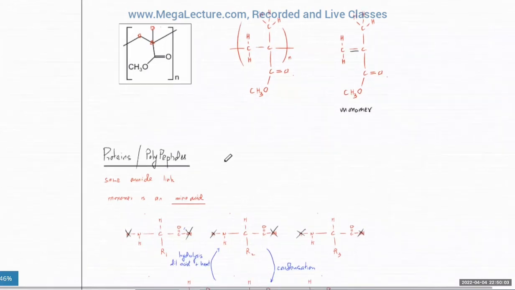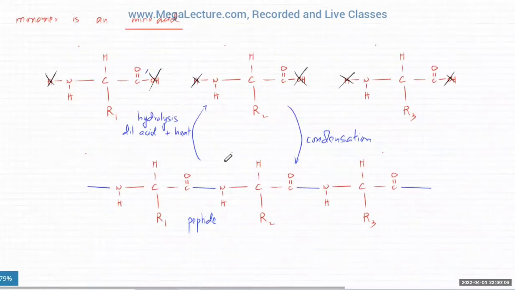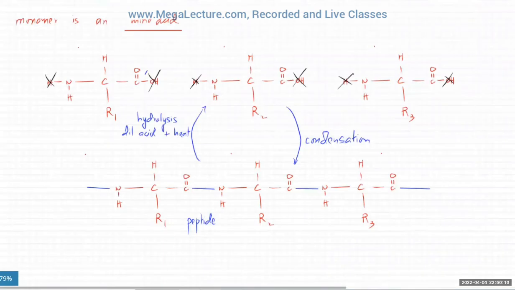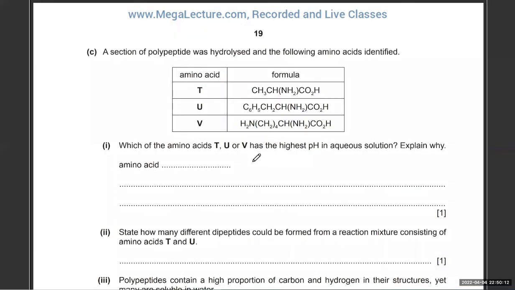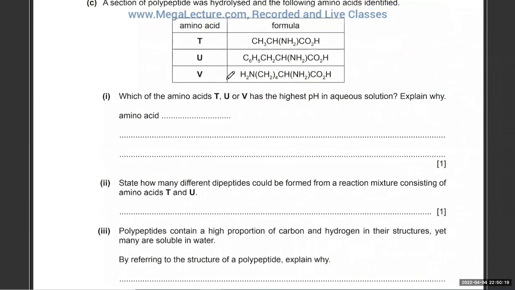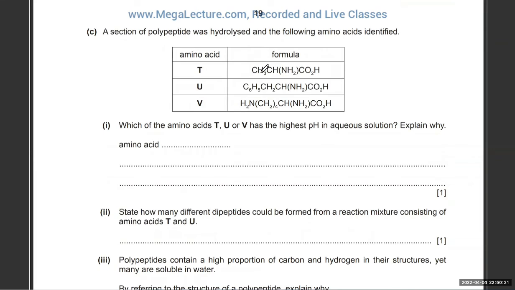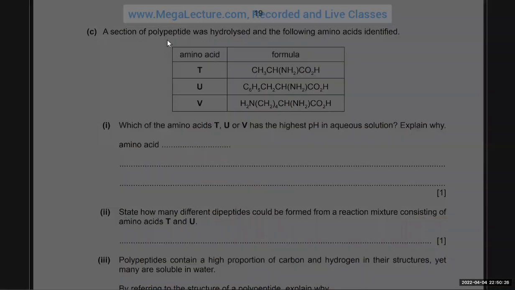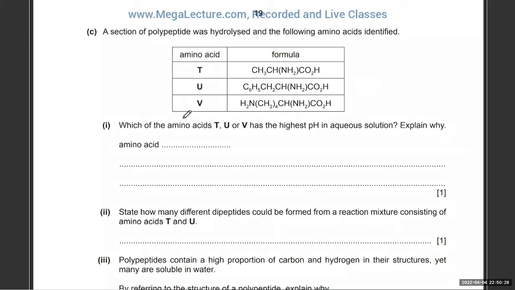So that's basically proteins. The only thing is they're going to ask you a lot, though, where the R group would be different. For example, over here, in this question, they might ask you to draw the polypeptide. So that's your amino acid. I'm actually going to draw the polypeptide.